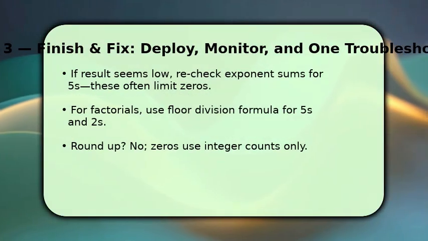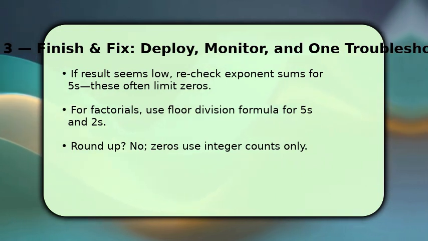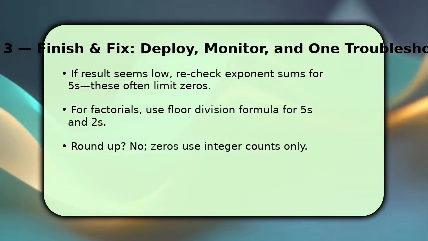Finish by verifying sums and writing zeros equals min(total 2s, total 5s). If you are working with factorials or large products, use the floor sum method. Sum floor(n/5^k) for 5s, and similarly for 2s if needed.